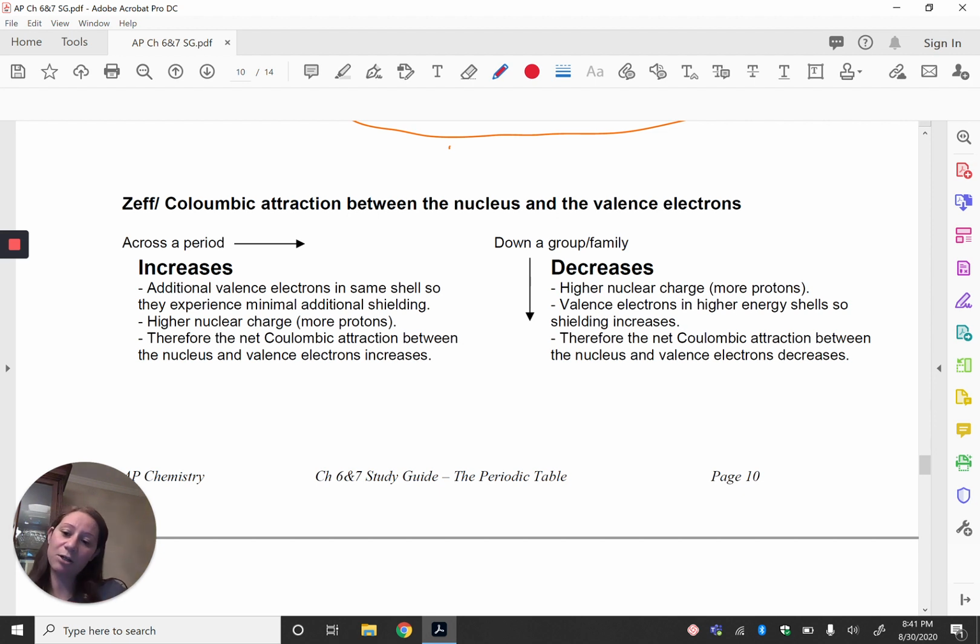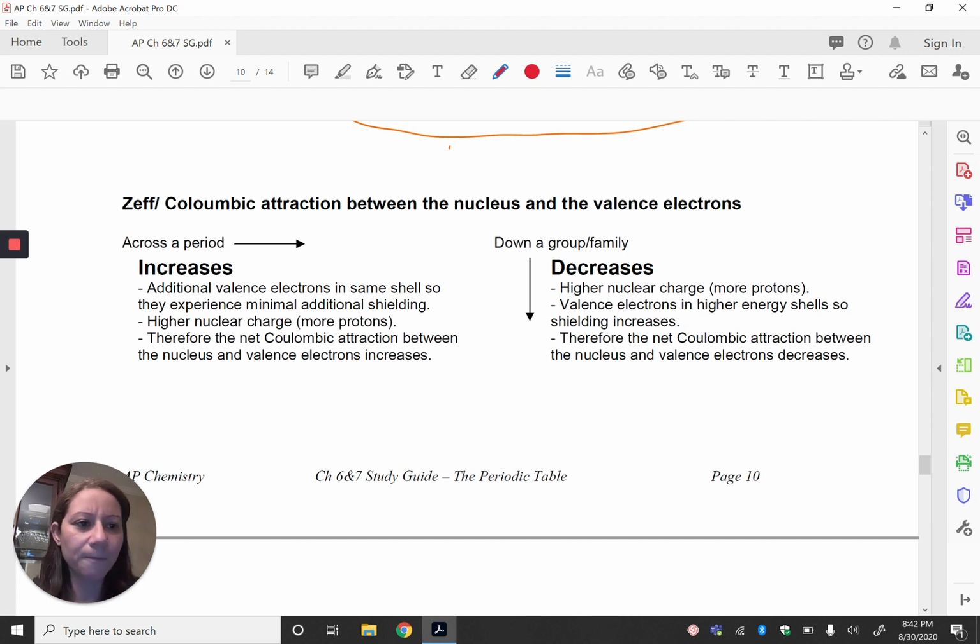Any additional protons will be in the nucleus. But additional electrons, sometimes they're added in the same energy level, in the same shell, and sometimes they're added in different energy levels. So as you go across, you're adding more protons, and yes, you are adding more electrons, but those electrons are in the same energy level.